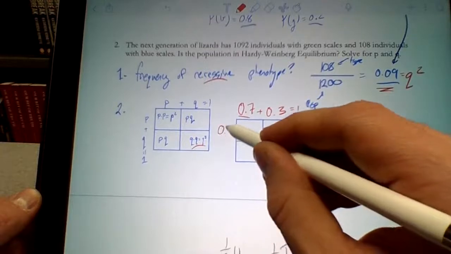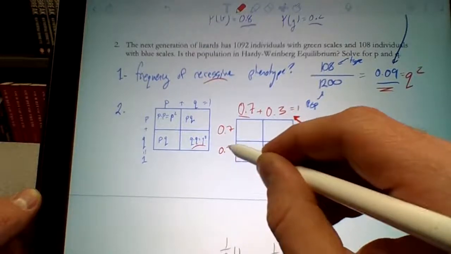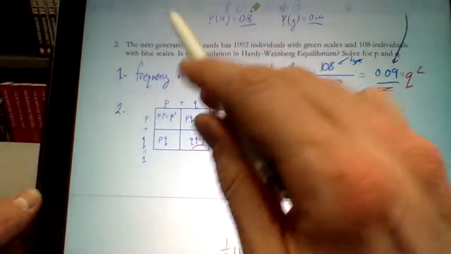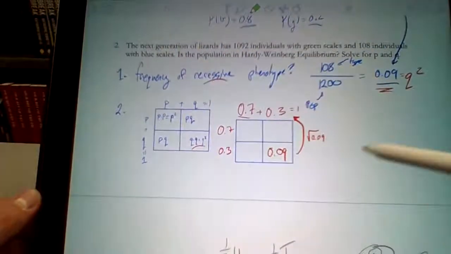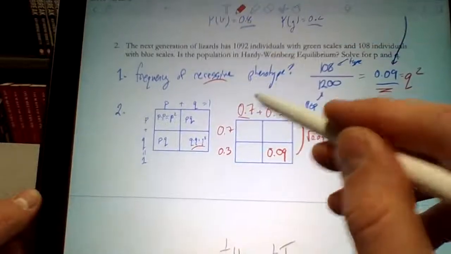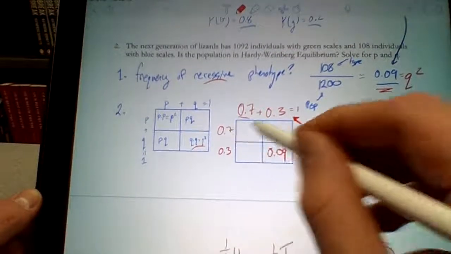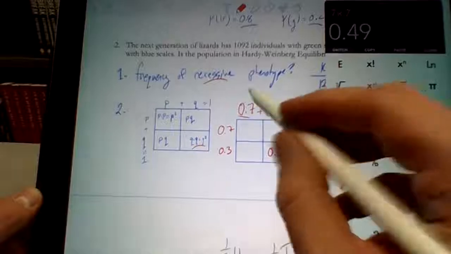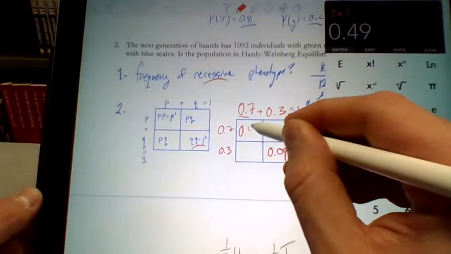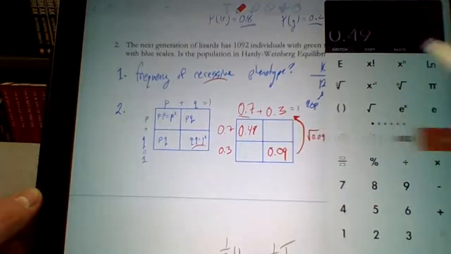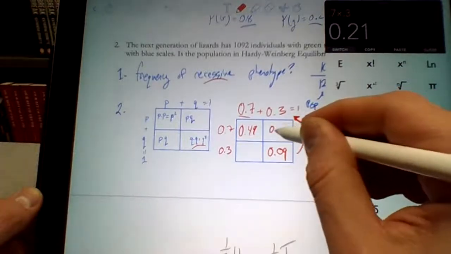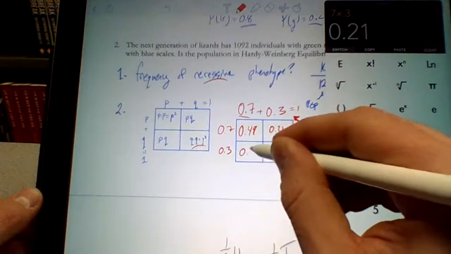These values are the same in my structure, so I'm just going to repeat them, because it's always P, always Q. And now I multiply to find the values in the middle. 0.7 times 0.7, or 0.7 squared, is 0.49. 0.7 times 0.3 is 0.21, and 0.21.